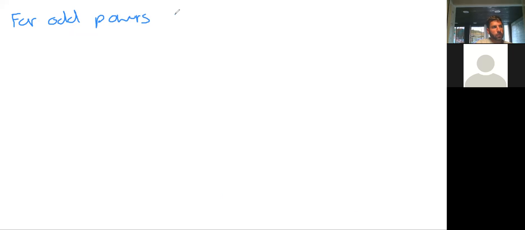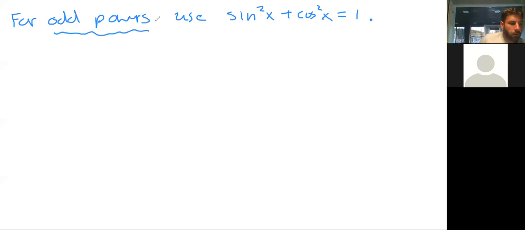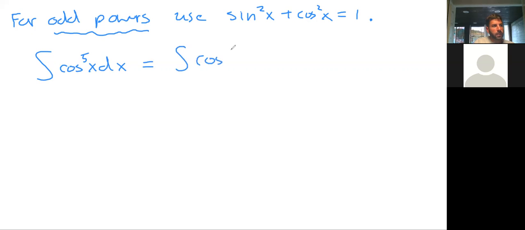So for odd powers, we're going to use the Pythagorean identity: sine squared plus cosine squared equals 1. Here's how you can go about doing that. Let's say, for example, we want to integrate the 5th power of cosine. The observation or the trick is to break it into an even power times the power 1. So you'll notice that I'm writing the 5th power as 4 plus 1. This is just elementary exponent properties.